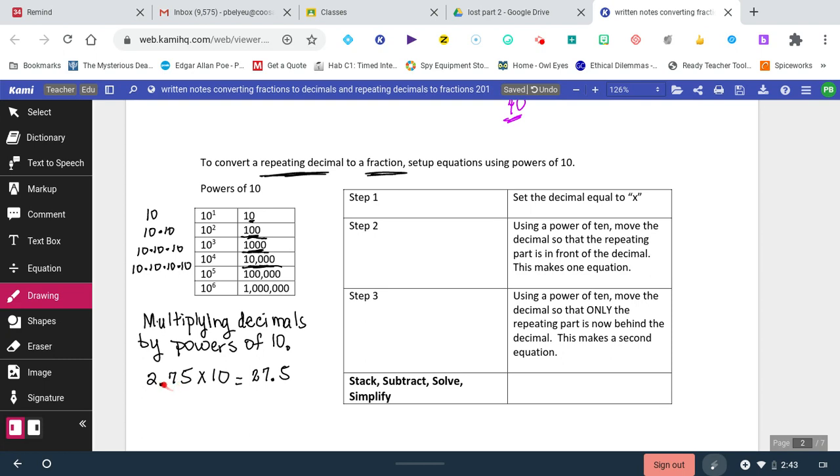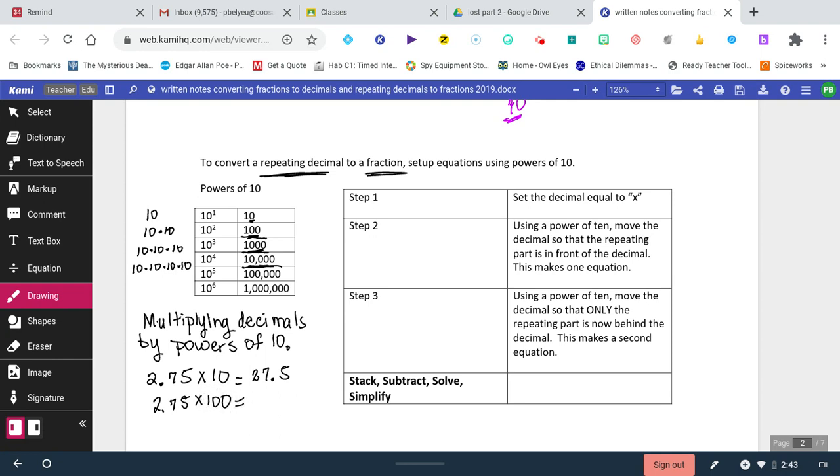Well, how do you know it's only going to push it one? How many zeros does 10 have? One. So it's going to push this one place to the right. So anything times 10 just pushes your decimal one place to the right. That's all it does.